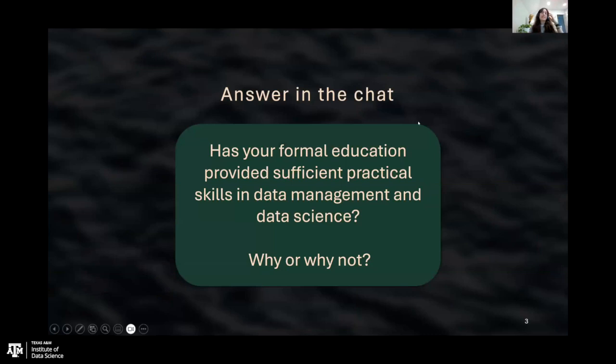So I just want to take a second to ask the audience, or you guys, do you feel like your formal education provided enough practical skill for data management or data science? I assume some of you are maybe more in a data science role, or in a data science program. So maybe some of you are yes, but if you have a non-traditional background, do you feel like you have adequate training for it? I'll just take a second.